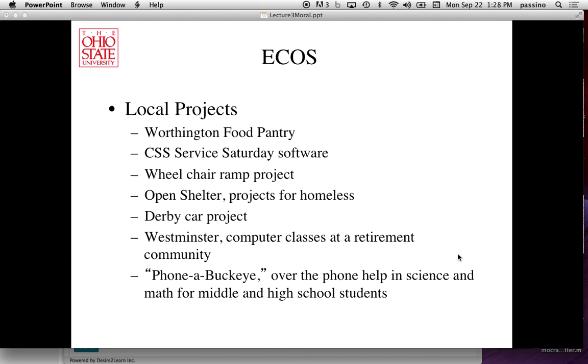They have local computer or IT projects with the Worthington Food Pantry. They have the Service Saturday software, which is Excel software they've put together. They have a wheelchair ramp project that's been going on for years. They have projects for the homeless with the Open Shelter in downtown Columbus. There's a derby car project. There's a Westminster computer education class at a retirement community. And then there's Phone a Buckeye, where a group of students take phone calls from children around the state of Ohio about STEM questions, like their math homework. They're also operating this now over Facebook, because the kids like to do that.